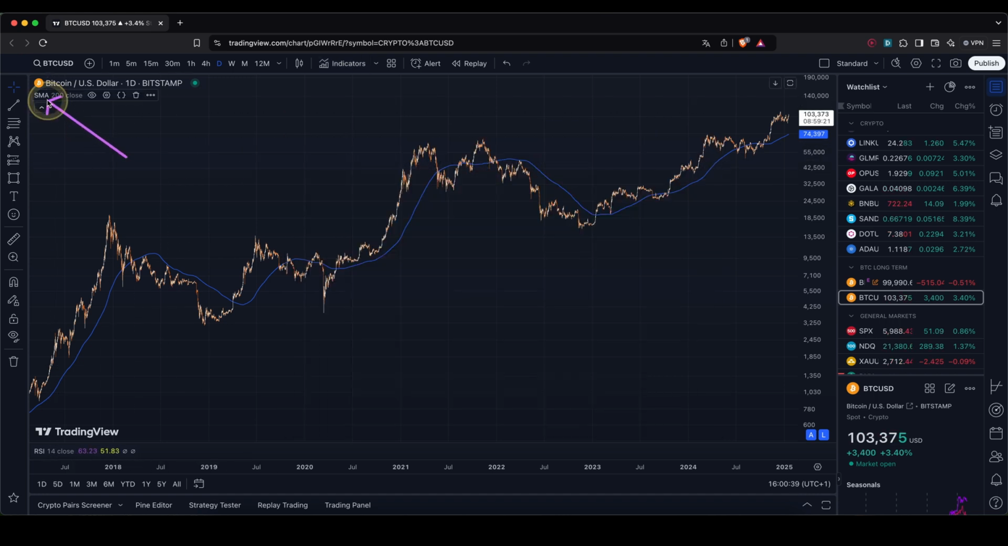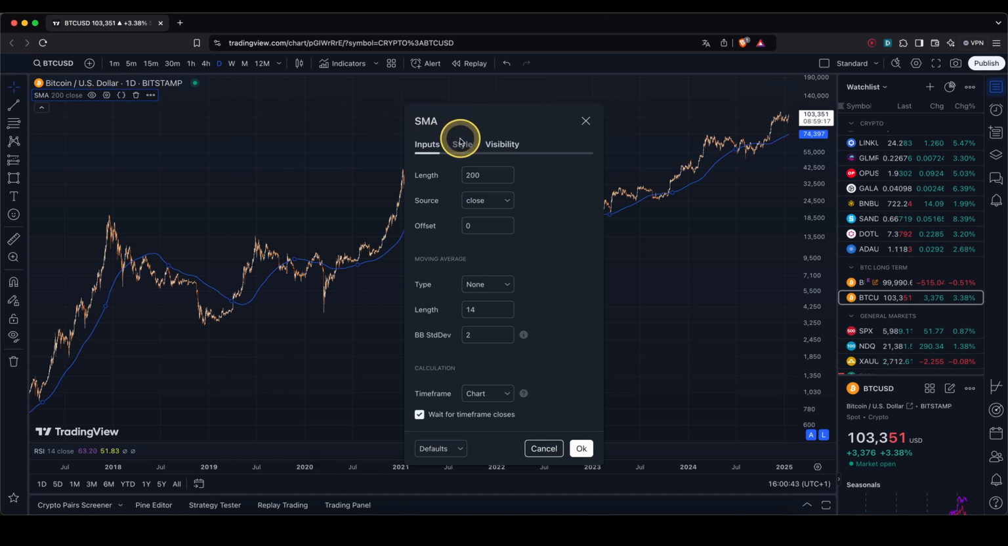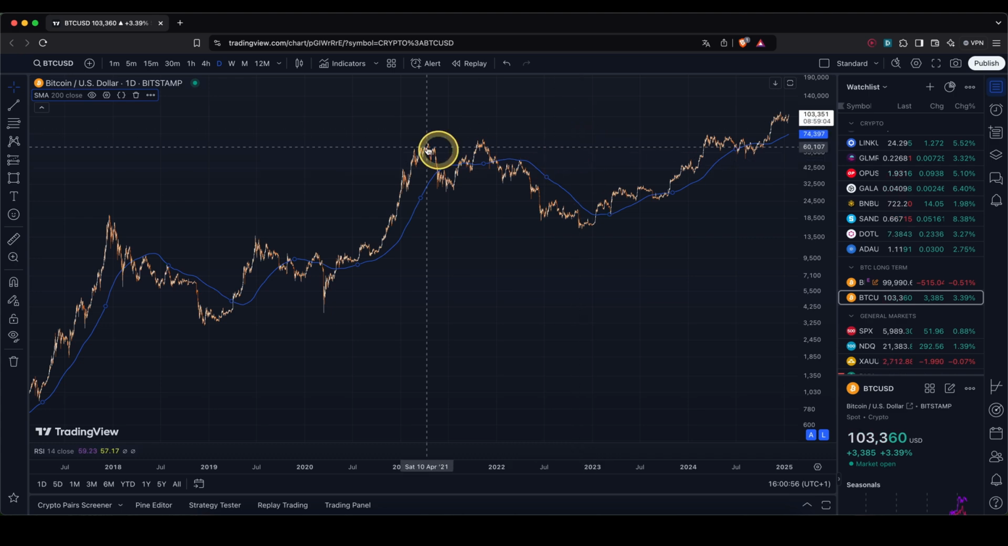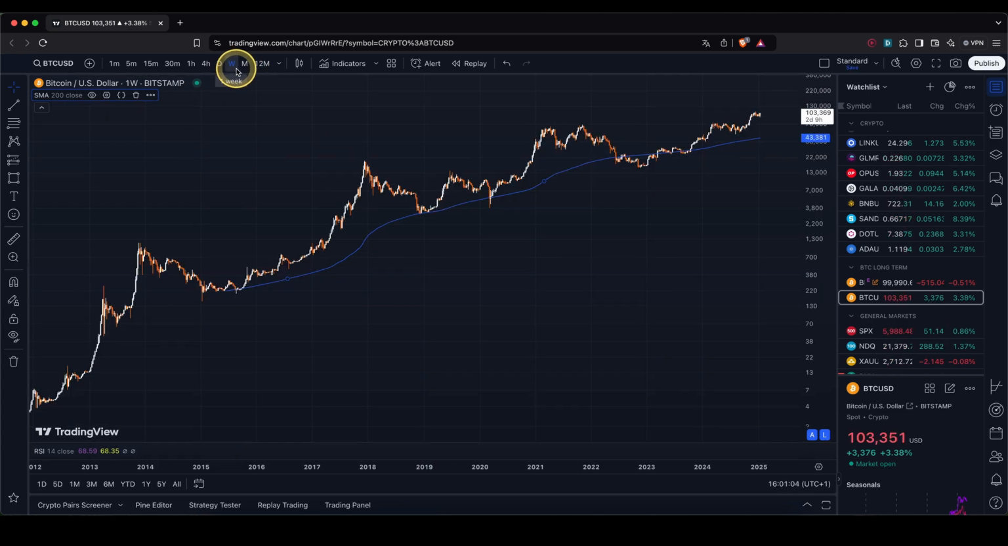You will then find the so-called SMA, which is a simple moving average. And then if you go here to customize, we can set different moving averages. For example, in this case, I'm using the 200, but you could also use the 100 or 50, for example. In this case, I'm using the 200 moving average. What does that mean? Let's go to the weekly time frame right here.